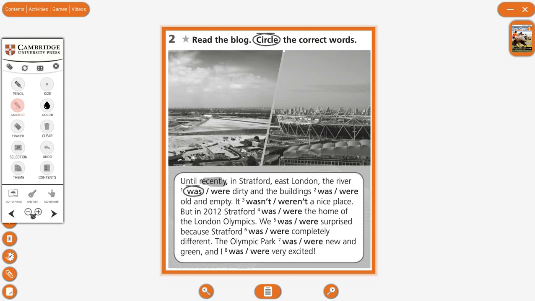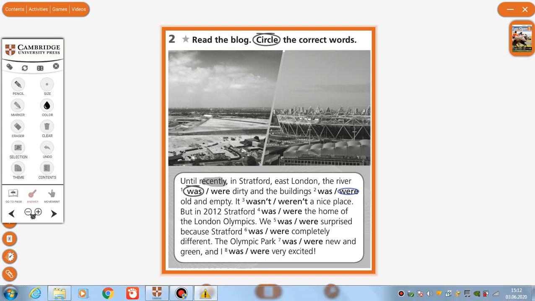Until recently, the Stratford, East London, the river. Number 1 is done. The river was dirty and the buildings were old and empty. Look at our subject. Buildings is a plural noun, so we have to say were in here. It. Look at our subject pronoun it. It wasn't or weren't a nice place? Which one of them?